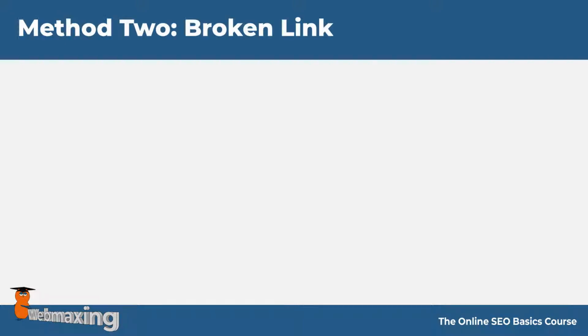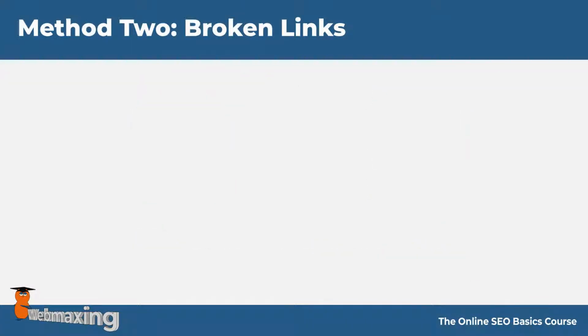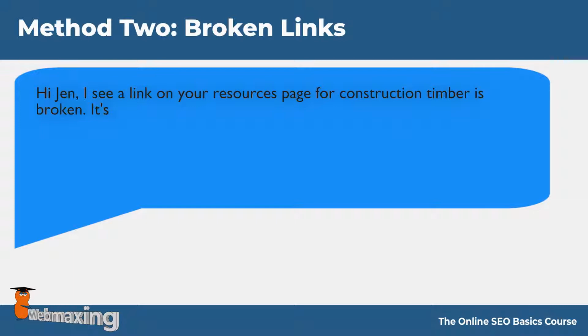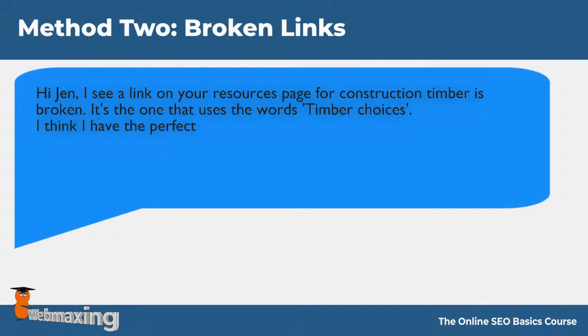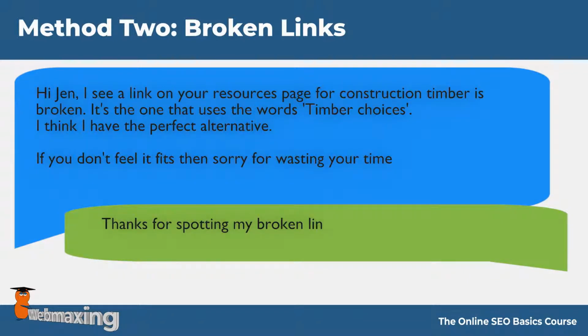Method 2, broken links. We can also search websites with similar themes to ours for broken links using apps like Screaming Frog, Scrutiny or Deepcrawl. And reach out to those webmasters like this. "Hi Jen, I see a link on your resources pages for construction timber is broken. It's the one that uses the words timber choices. I think I have the perfect alternative. If you don't feel it fits, then sorry for wasting your time." And she might say, thanks for spotting my broken link. I've updated it so it points to your page.